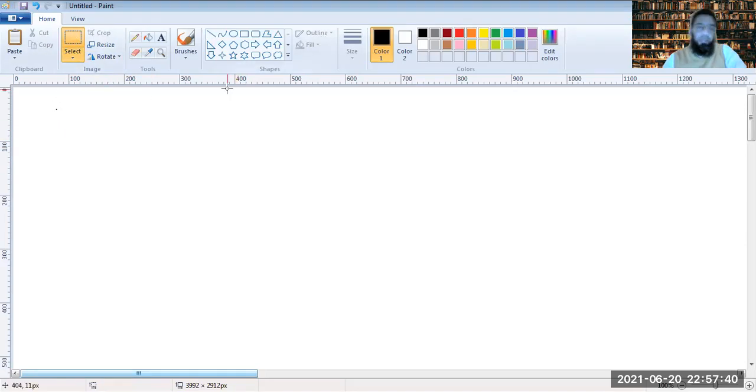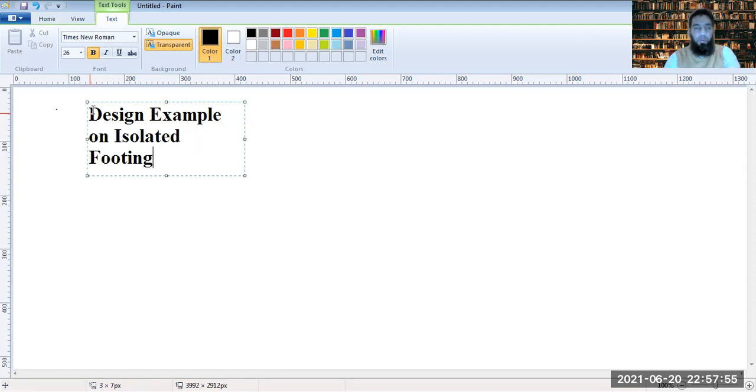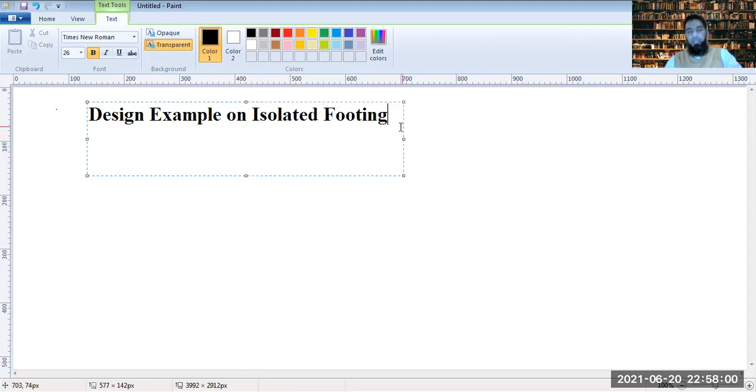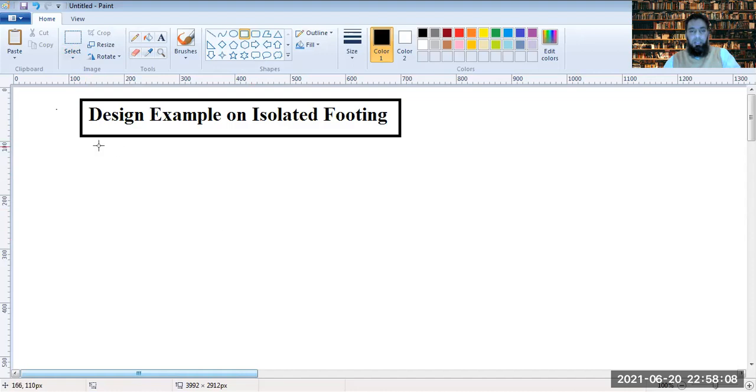Today's lecture, what we are going to take up is a design example on an isolated footing. Now, when we take up an example on an isolated footing, it could be a square footing, it could be a rectangular footing. In this question, we would be taking up a rectangular footing.